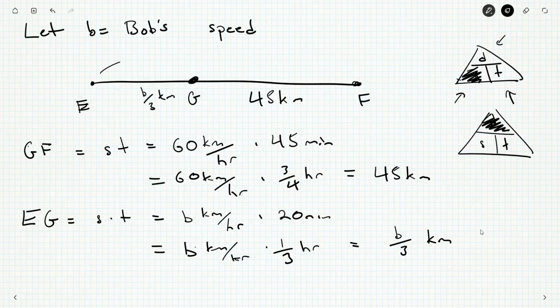So I know the length EG, and I know Alice's speed. So I can figure out, in terms of B, how long it takes her to go from E to G. I know the length of GF. I know Bob's speed in terms of B. So I should be able to figure out the time it takes Bob to go from F to G, and those are the same time.